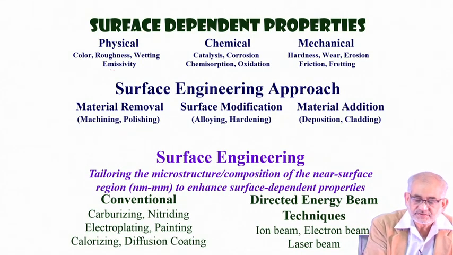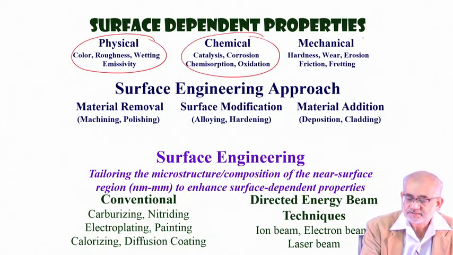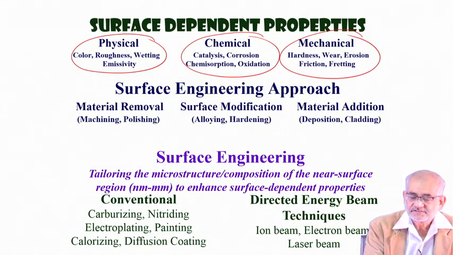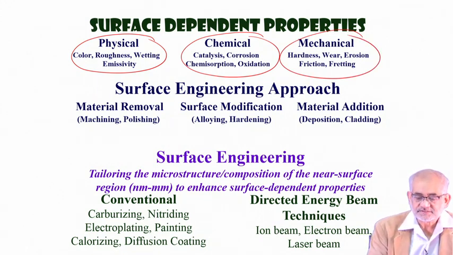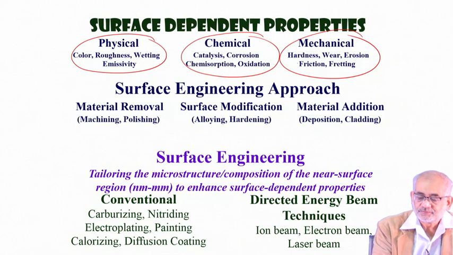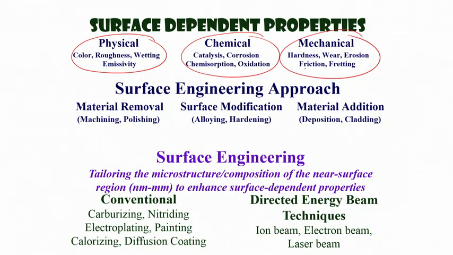We have discussed this before, that there are various surface dependent properties, physical, chemical, and mechanical, and I have just listed a few representative properties under them. So when we want to improve any of these physical, chemical or mechanical properties, we adopt the surface engineering approach, and we have already discussed that we do it by material removal, by modification, or by addition.